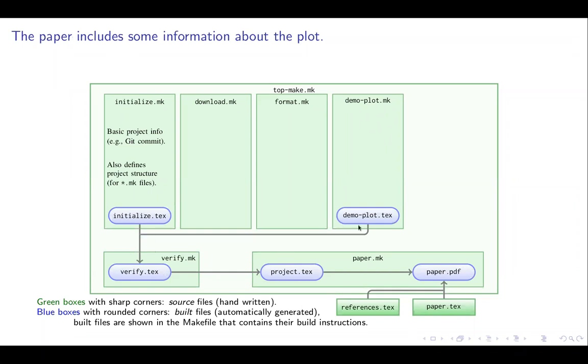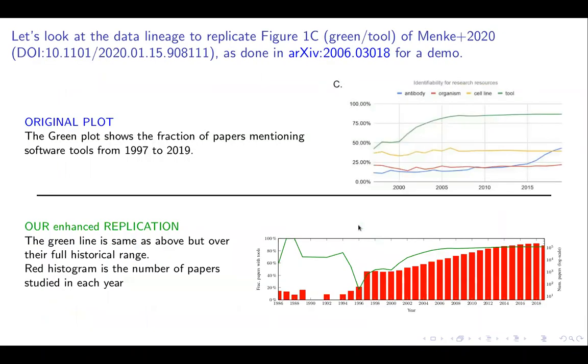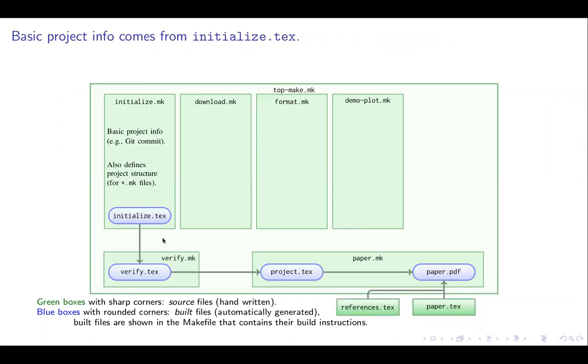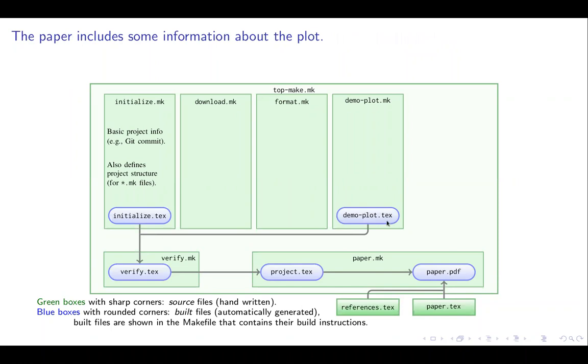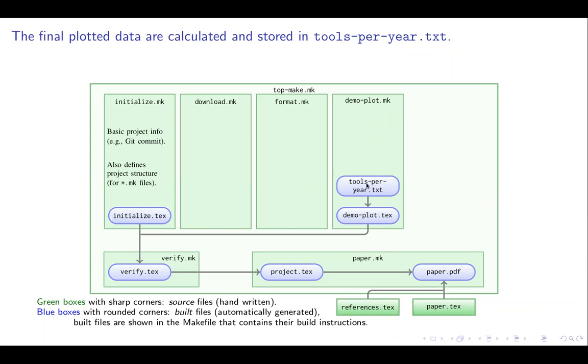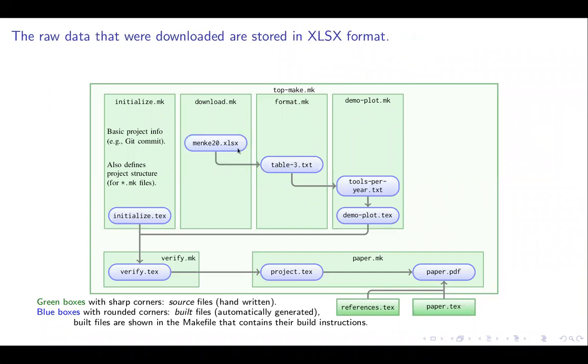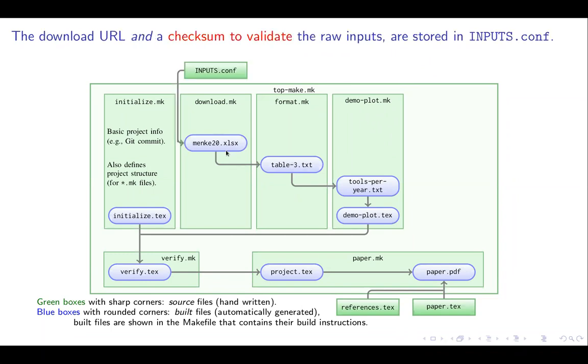Over here, we want to generate this plot. This is a plot from a paper showing the fraction of papers that have cited software. So how does this verify? It gets its input from demoplots.tex. It's a LaTeX source, I made the plot with LaTeX. Where does this come from? Tools per year.tex. This was the column in that table. And where does this come from? The full table that had many columns. And where does this come from? The XLS file that I downloaded. And where did I download that from? The handwritten inputs.mk file that had the URL and the checksum.